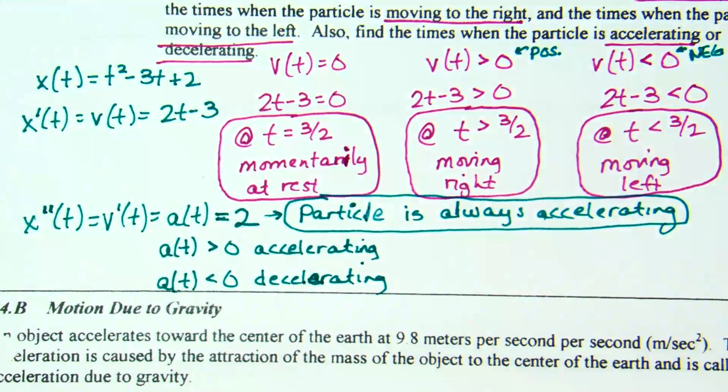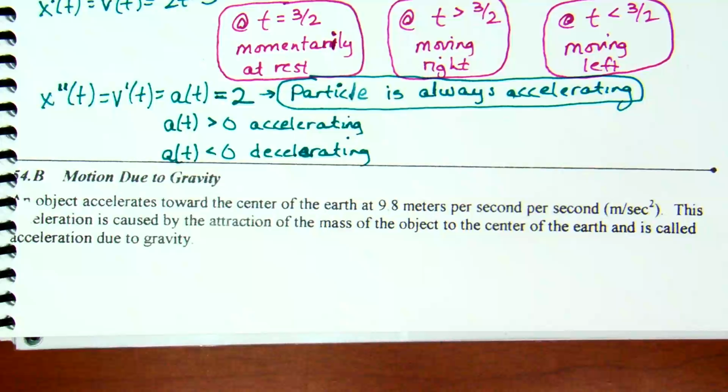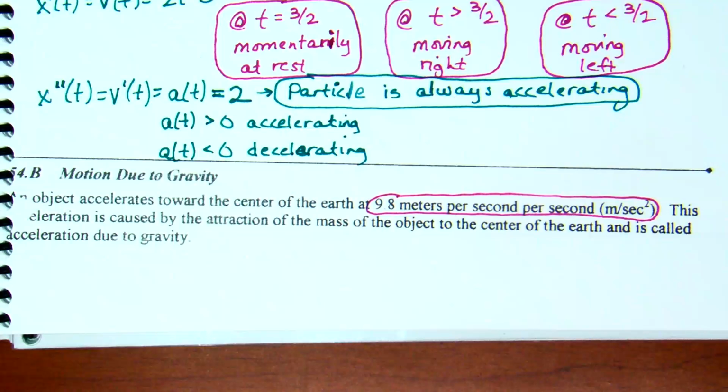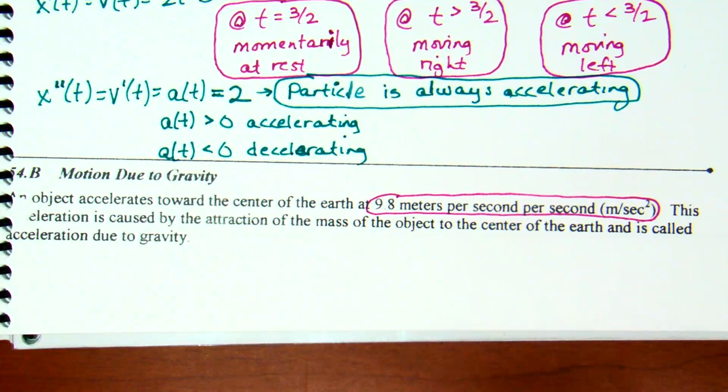Let's read the bottom before we flip to the back. Motion due to gravity. An object accelerates towards the center of the Earth at 9.8 meters per second per second, or in other words, meters per second squared, right? You have definitely seen this number, being in physics. Okay, so acceleration caused by gravity. This acceleration is caused by the attraction of the mass of the object to the center of the Earth and is called acceleration due to gravity.